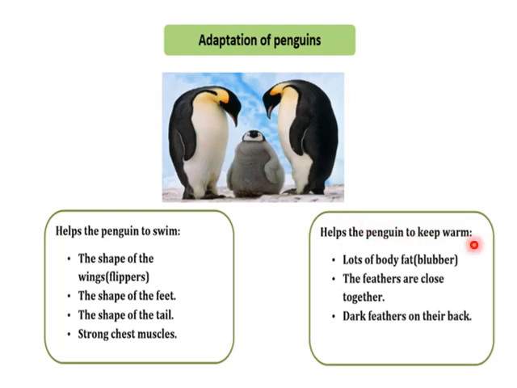As for the features that help them keep warm, they have lots of body fat, and we call their body fat blubber. And this body fat is very important for them to seal them from any cold weather, because without this body fat, they will just freeze. Their feathers are also very close together and thick to keep them warm, and the dark feathers on their back help them absorb as much heat from the sunlight as possible to keep them warm.